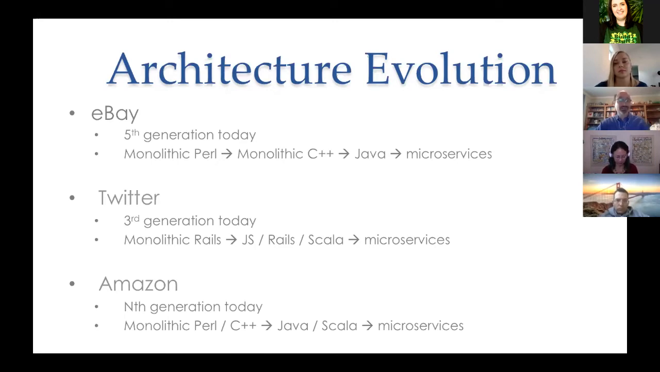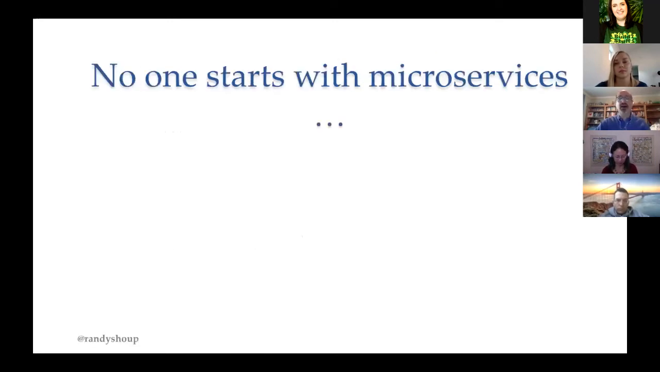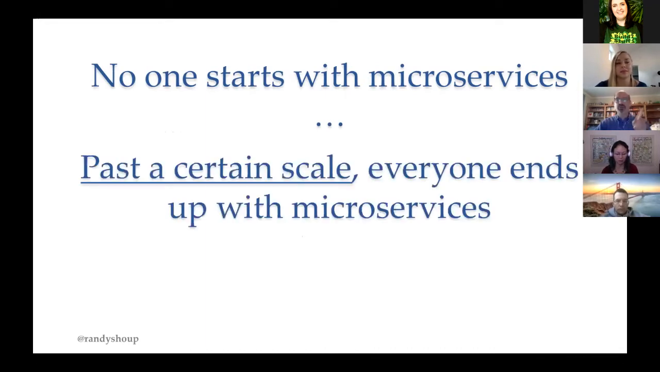So it seems like there are some patterns here. One of the patterns is that nobody starts with microservices. Like, none of these companies started building a distributed system. They all evolved their way to it. And past a certain scale, and I underline those words very, very intentionally, past a certain scale, all these large scale companies do end up with something which we could now call microservices.